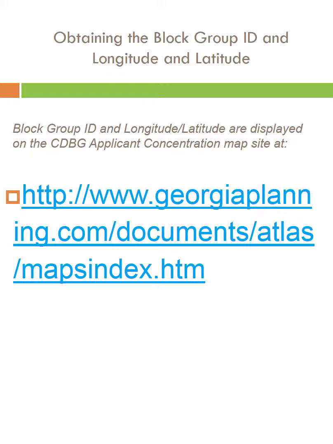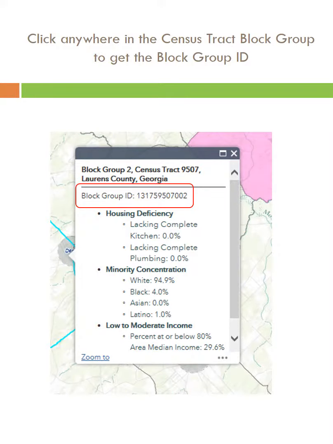Block group ID, longitude, and latitude are displayed on the same maps that give the applicant concentrations that we require for another part of the application. And here is the URL. Once you've opened the map, browse to your community. You should see borders breaking up the different census tract block groups. If you click on the map inside one of those anywhere, a window like this should appear. If you notice, as I have circled in red here, you should be able to see the 12-digit block group ID. Do that for each of the census tract block groups that are involved in your project and give those to us on DCA 1.